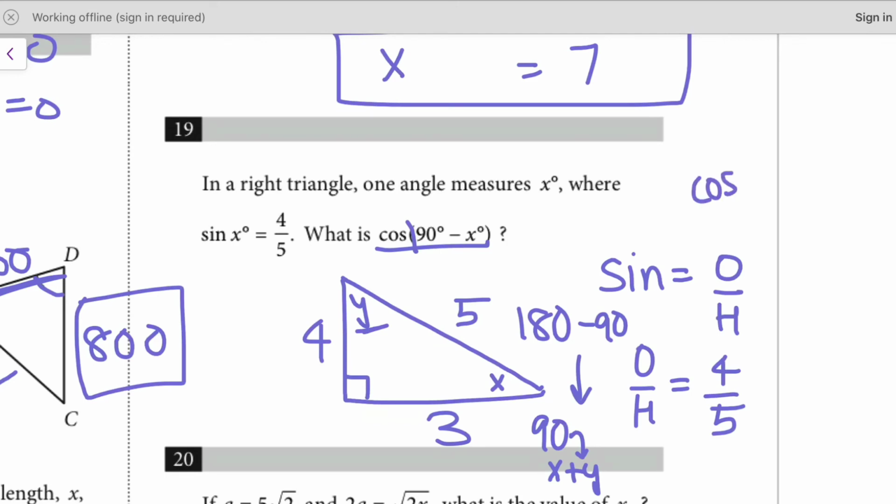And cosine is adjacent over hypotenuse. So we just need to find the cosine of this angle over here. So its adjacent is 4 and hypotenuse is 5. So the answer to this question is 4 over 5.